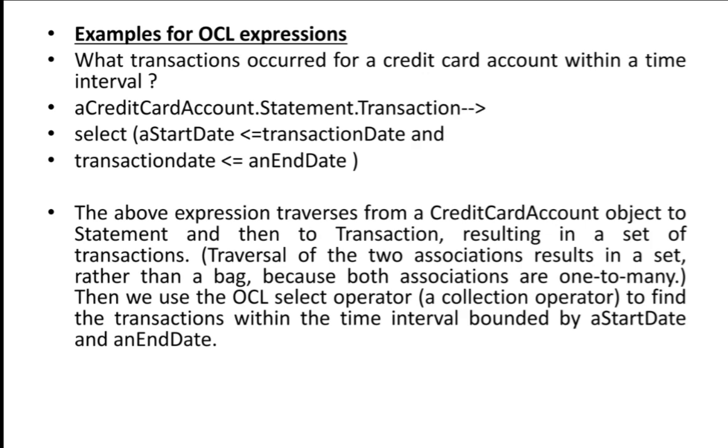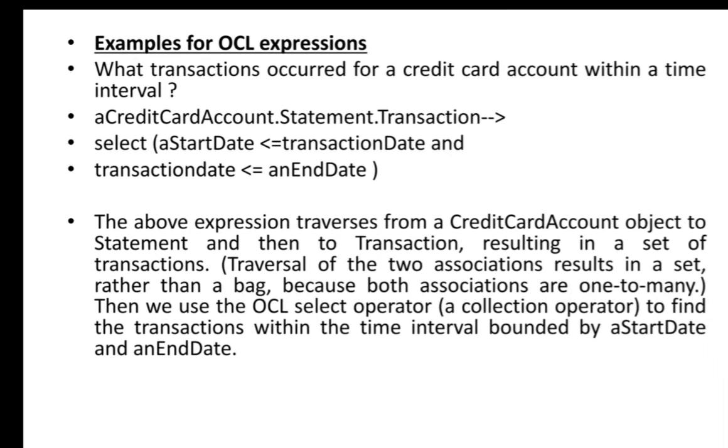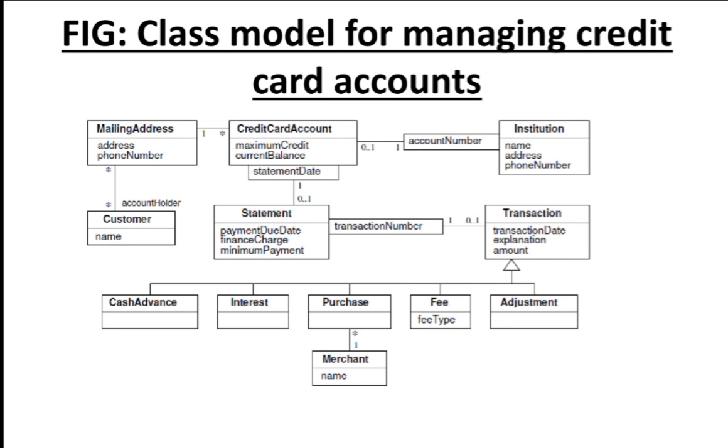I showed it, right? It will move from credit card account, then statement, then transaction. In the transaction it will select the particular dates you have given, and every transaction's details will be fetched. Right guys, hope you understood how to navigate from one object to another object in the class model.